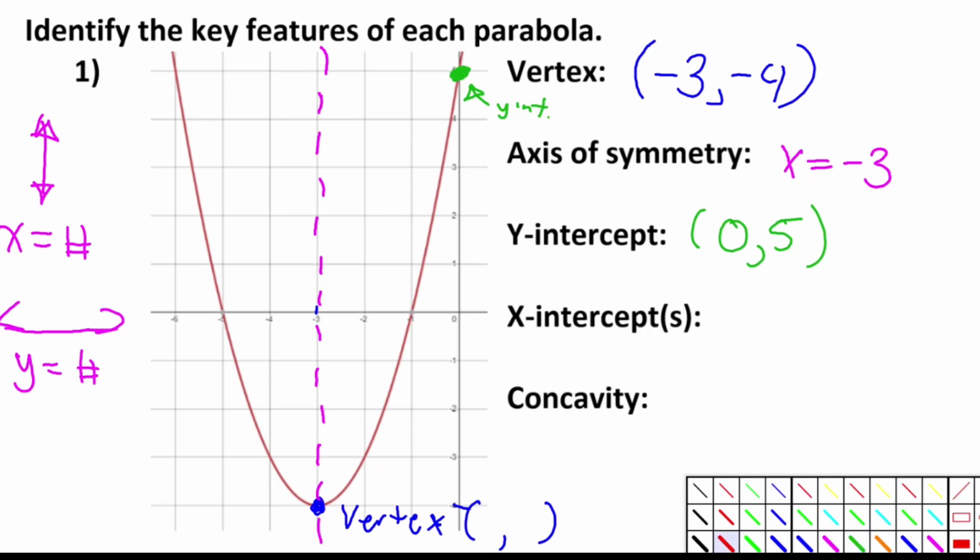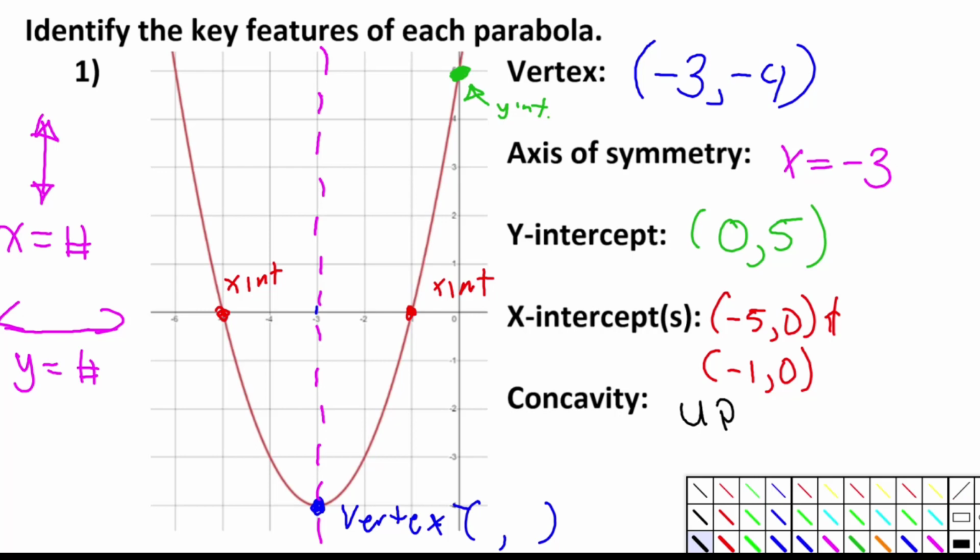X-intercepts, remember what those are. That's where your graph crosses the x-axis. Well, we have two x-intercepts. We have one here, we have one there. I'm just going to write it in. So this is my x-intercept. There's another x-intercept over here. And what are the locations of those? One of them is at, it looks like, -5, 0. And the other one is at -1, 0. Perfect. These are all the key words and the key vocab that we need to know for this chapter. And the last one, how would you call this one? We would just call this concave up. Done. We're done with this.